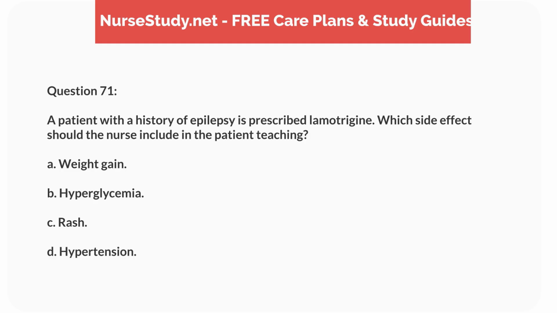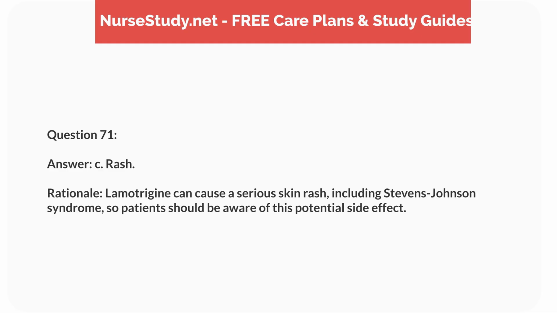Question 71. A patient with a history of epilepsy is prescribed lamotrigine. Which side effect should the nurse include in the patient teaching? A. Weight gain. B. Hyperglycemia. C. Rash. D. Hypertension. Answer: C. Rash. Rationale: lamotrigine can cause a serious skin rash, including Stevens-Johnson syndrome, so patients should be aware of this potential side effect.